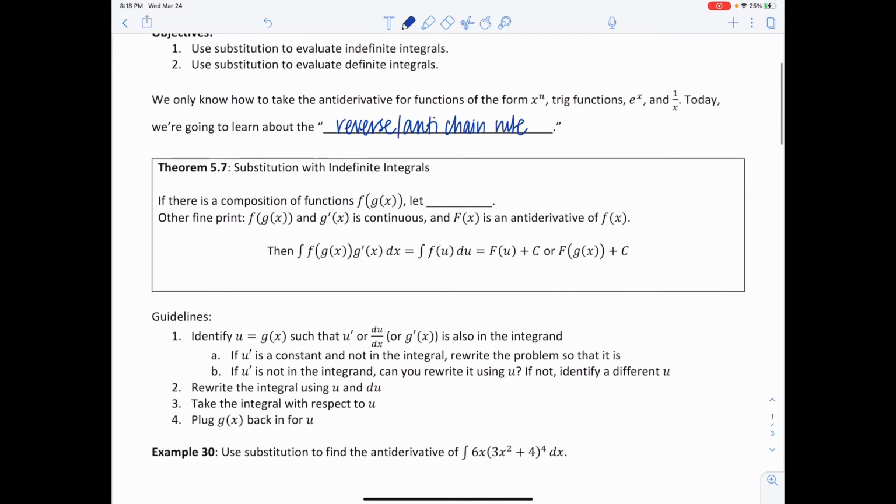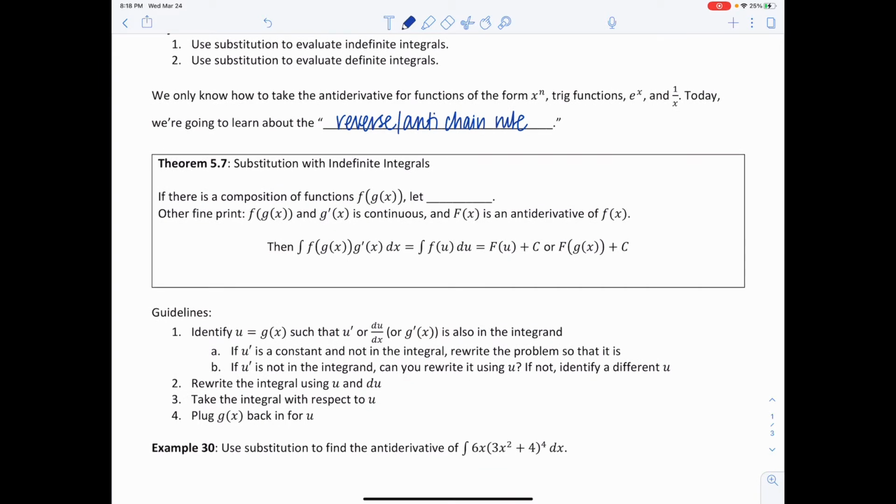So chain rule means that there's a composition of functions, meaning there's a function in a function. So g of x is inside a bigger function, f of x. It's called U substitution because it's easier to replace the function with a variable u. So we would let u equal g of x. We're just replacing a function with a variable so that it's easier to work with.